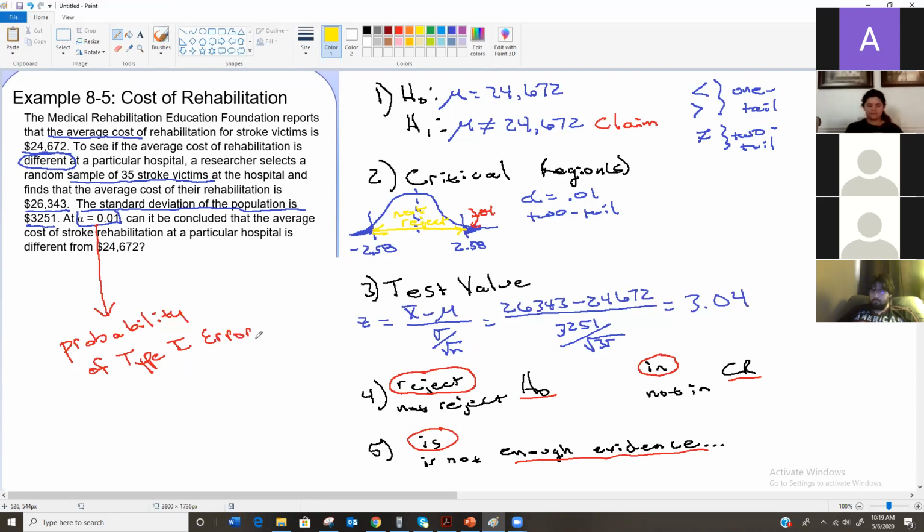So what we're saying is this is not just due to sample variance. This hospital actually has a different average cost than what's normal. So when we reject the null hypothesis, we're basically supporting the claim. We're supporting that the average is not 4,672 at this hospital.